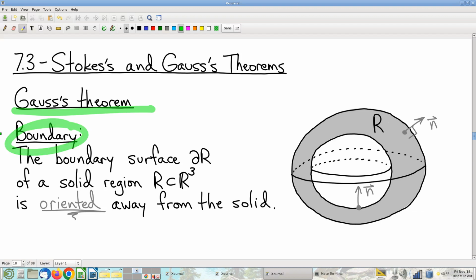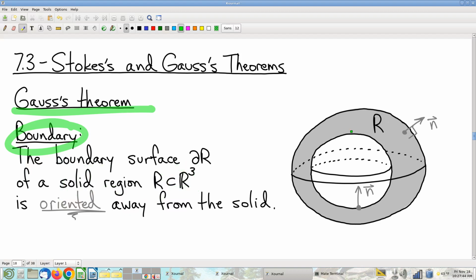Okay. So Gauss's theorem doesn't happen in 2 dimensions, like Green's theorem. Green's theorem is a 2-dimensional theorem. Gauss's theorem happens in 3 dimensions. And specifically, it's about solids, solid regions in 3 dimensions. So that's the first big difference. It's a 3-dimensional theorem about solids instead of a 2-dimensional theorem about 2-dimensional regions.